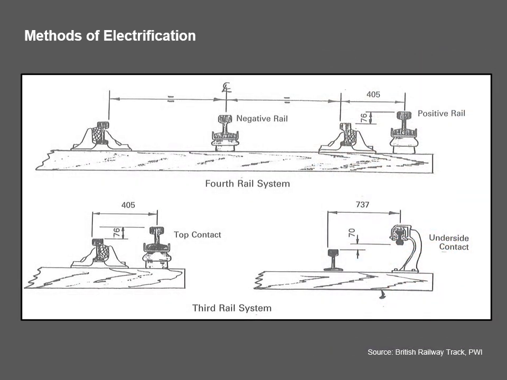At the top of this image you'll see the fourth rail system, and that's where we have running rails with a positive rail to the right and then a negative rail in the centre. And the bottom of the image shows a third rail system where we have the top contact on the outer rail or the underside contact next to the outer rail.